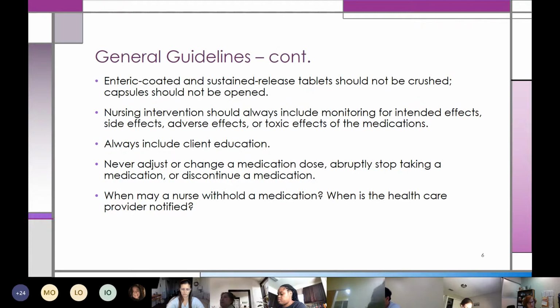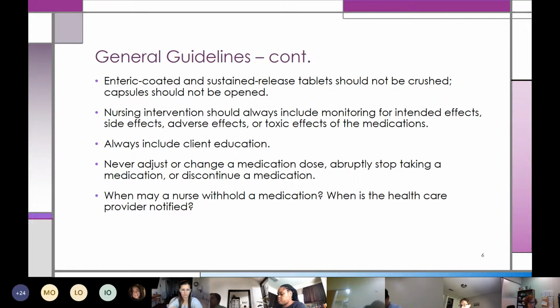So, you're not memorizing every detail of a drug. That's why we have drug books. But the NCLEX wants you to be able to at least identify what you are going to do when you have a patient on a particular med, right? Don't forget your patient education. We also know never to adjust or change a medication dosage or any of those things without healthcare provider's orders for that.